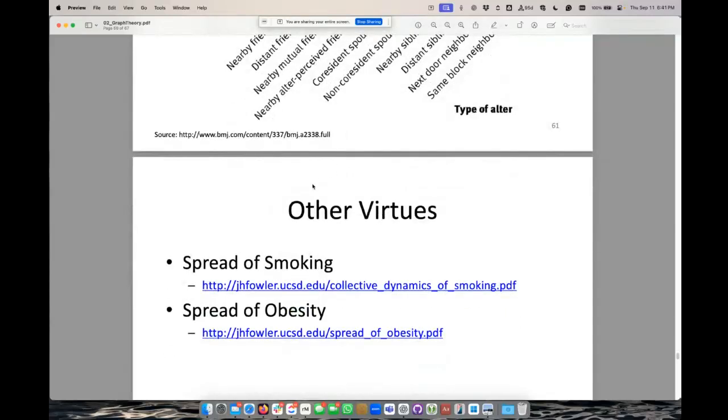The same set of researchers conducted a few more studies on how smoking spreads, and also through that study, how smoking behavior can be influenced. So interventions for smoking cessation and so on. Spread of obesity, that's also one of the topics that they studied, how networks can influence your dietary habits, and etc.